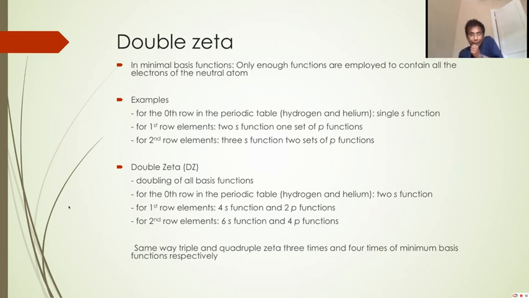In the same way, triple and quadruple zeta are 3 times and 4 times the minimum basis functions, respectively. So you can think of it as NZ: double zeta, triple zeta, quadruple, quintuple, and so on and so forth. Next slide.